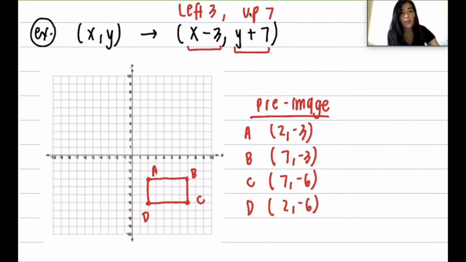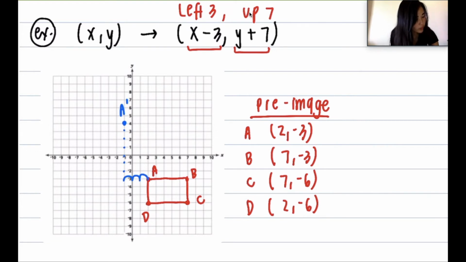So let's actually do it that way this time. I'm going to go ahead and take A and shift it over 3 to the left. So 1, 2, 3. And then it's shifting up 7. 1, 2, 3, 4, 5, 6, 7. So here's the new point for A. So A, and I'm going to put that little apostrophe.